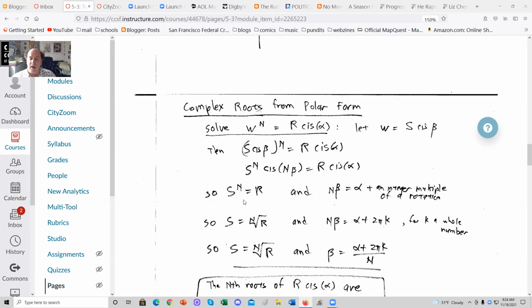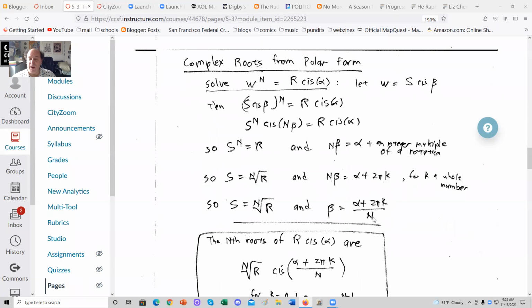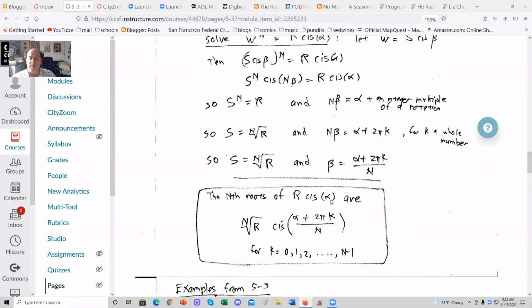All right, if s to the n is r, then s is the nth root of r. N beta is alpha plus 2 pi k for k some whole number. Then if you divide, beta is alpha plus 2 pi k over n. So here are the nth roots of r cis alpha: the nth root of r cis of the quantity alpha plus 2 pi k over n, where k goes 0, 1, 2, 3, 4 up to n minus 1. So these roots are all evenly spaced around the circle with radius the nth root of r.